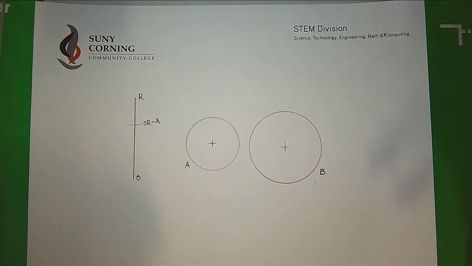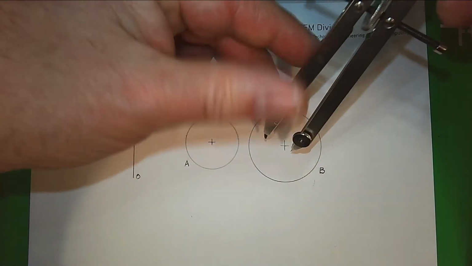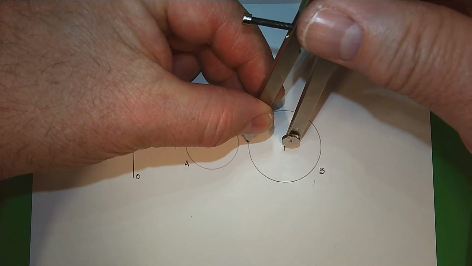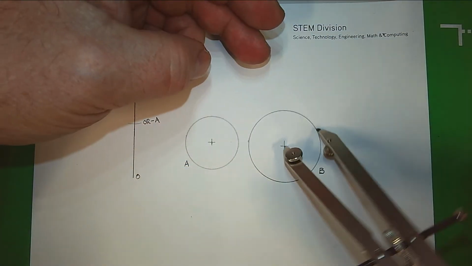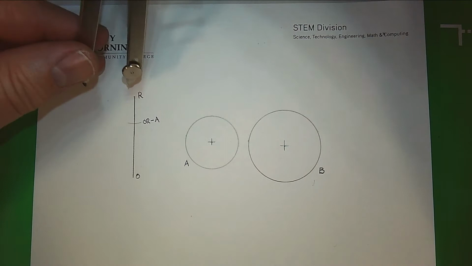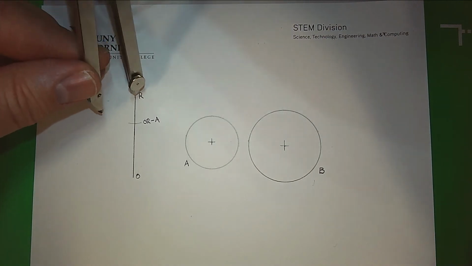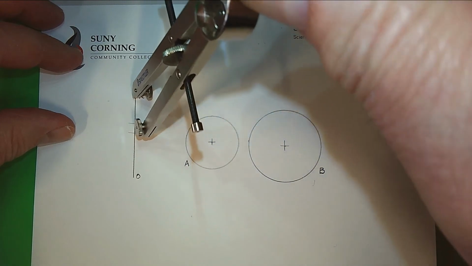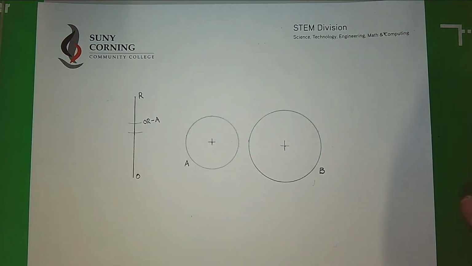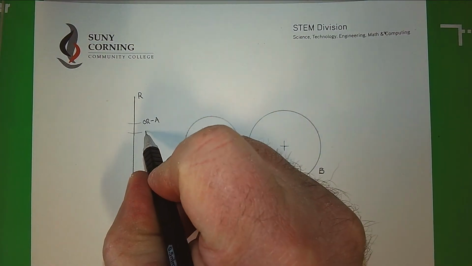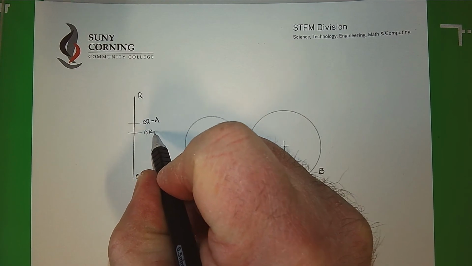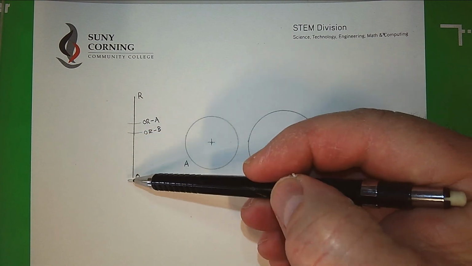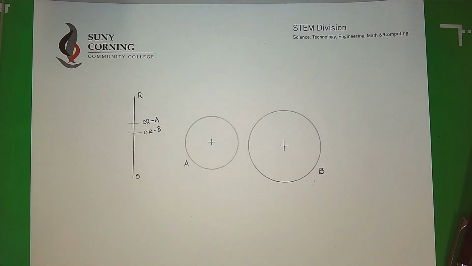Then we do the same thing for circle B. We set our compass to the radius of circle B, and we set our compass point to the end of OR without changing the compass, and we set it across that line, and we identify that as OR minus B. That length from here to here will be OR minus B.